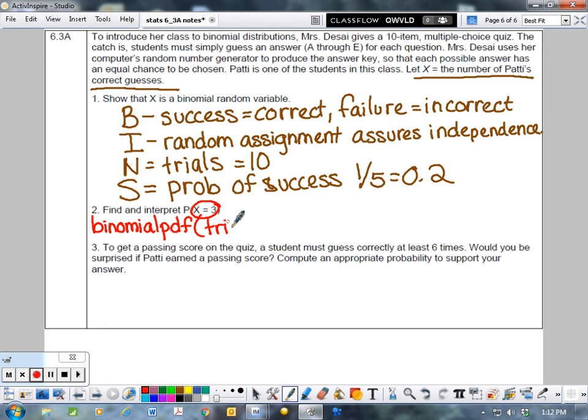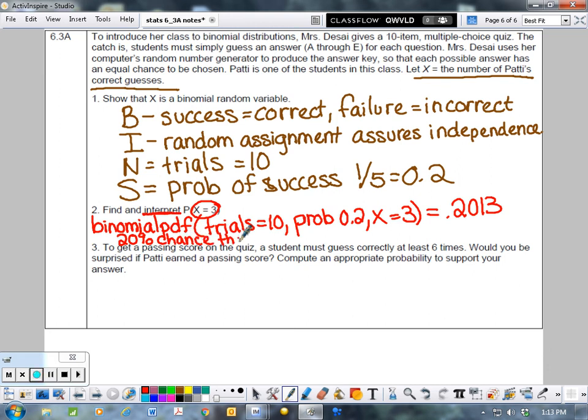My trials is 10. My probability of success is 0.2. And I want to know that I get exactly 3 correct. So we're going to go ahead and calculate that on our calculator, and we find 0.2013. So now it also says interpret that. So what does it mean? That means that there is a 20% chance that Patty will get 3 questions correct. And that's exactly 3 questions.